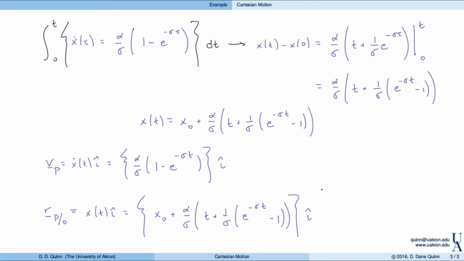So essentially with this problem, we started with known acceleration, x double dot, and then we integrated once to find the velocity, which was x dot in the I direction. We integrated again to find the position, x in the I direction. In both of those integrations, we made use of the initial conditions, which were x dot at time 0 equals 0, and x at time 0 is x naught. So there we have a nice example of moving from acceleration to velocity to position.